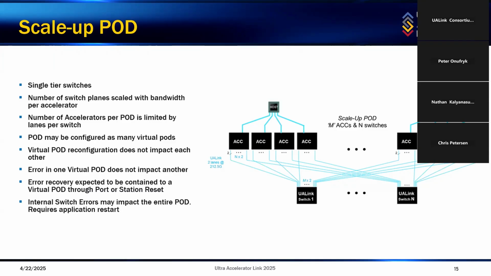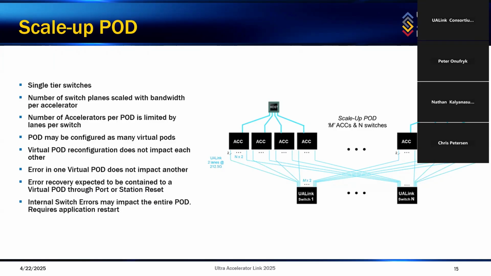The maximum number of accelerators supported in these systems is 1024. In order to keep the standard simple and to allow easy extensions to create in-network collectives and future expansion, UALink 1.0 is limited to a single tier of switches. A few things to highlight in the example shown. Bandwidth per accelerator is fully scalable, right? And it is managed by adding more switch planes.